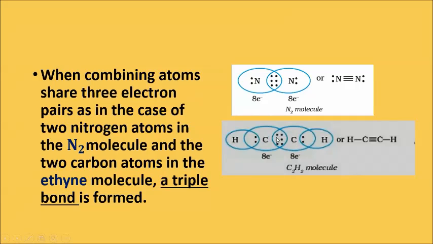Now you can see the carbon-carbon closed structure. How many electron pairs are there? 1, 2 and 3. That means the carbon-carbon is having a triple bond. So this way we can explain the 3 types of bonds. When a pair of electrons is shared between the atoms, we say it is a single bond. When 2 pairs of electrons are shared between the atoms, we say it is a double bond. And when 3 pairs of electrons are shared, we say it is a triple bond.